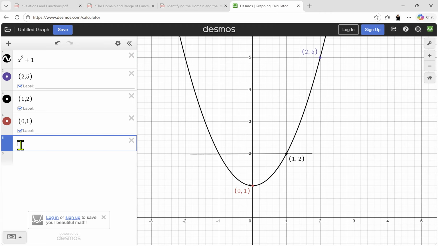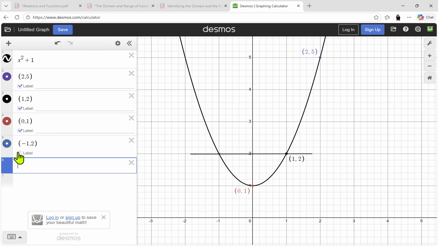That's right. So it is a function, but it is a many to one function because you have the same y value, or the same f of x value, being mapped onto by different x values. So you have negative 1 and you have 1 mapping onto the same value. So this is a many to one function.